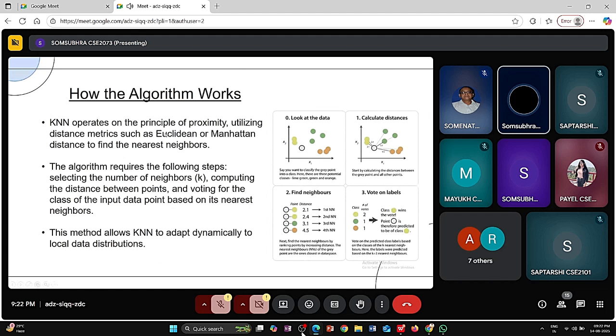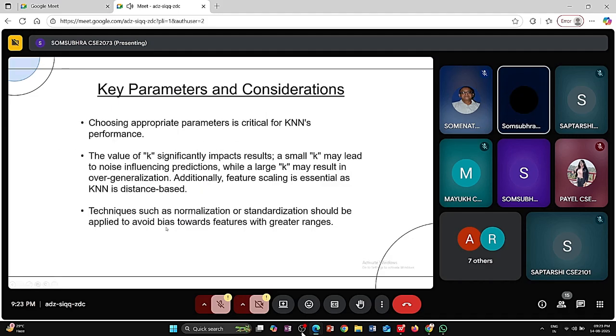So KNN operates on the principle of proximity. So we need to utilize some distance metrics such as Euclidean or Manhattan to find the nearest neighbors. So it computes in very simple steps. First, we select some number of neighbors. Then we compute the distance between the points, and by majority vote the input data point is classified into the labeled category. And this method allows KNN to adapt dynamically to local data distribution.